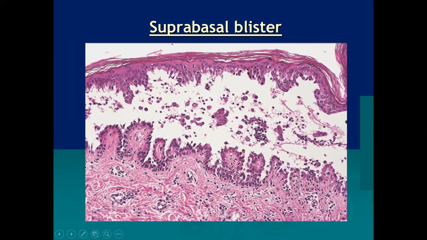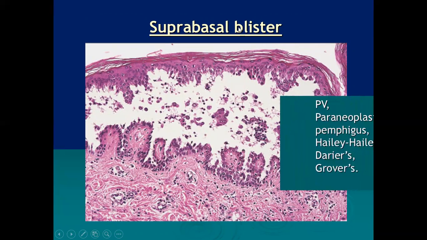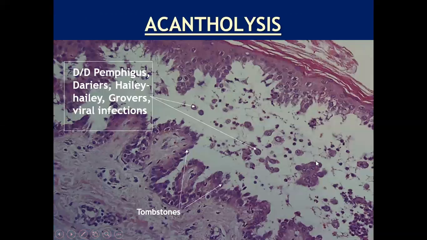in which the blister is seen suprabasally and the basal cells are seen attached to the dermal papillae, but individual basal cells are also separated from each other and they are individually attached like tombstones. So the pemphigus group of diseases includes pemphigus vulgaris, paraneoplastic pemphigus, Hailey-Hailey, Darier's and Grover's disease. All these diseases are characterized by acantholytic cells within the blister cavity.